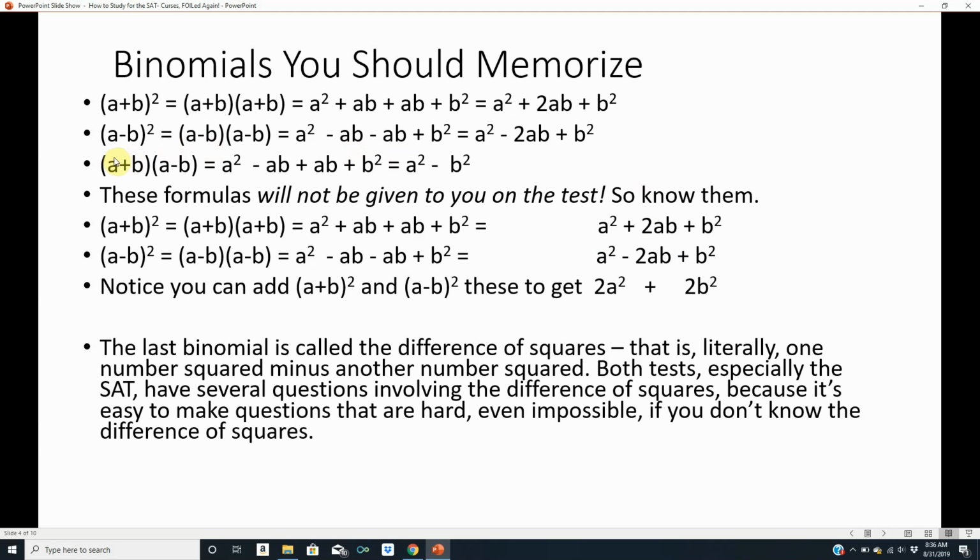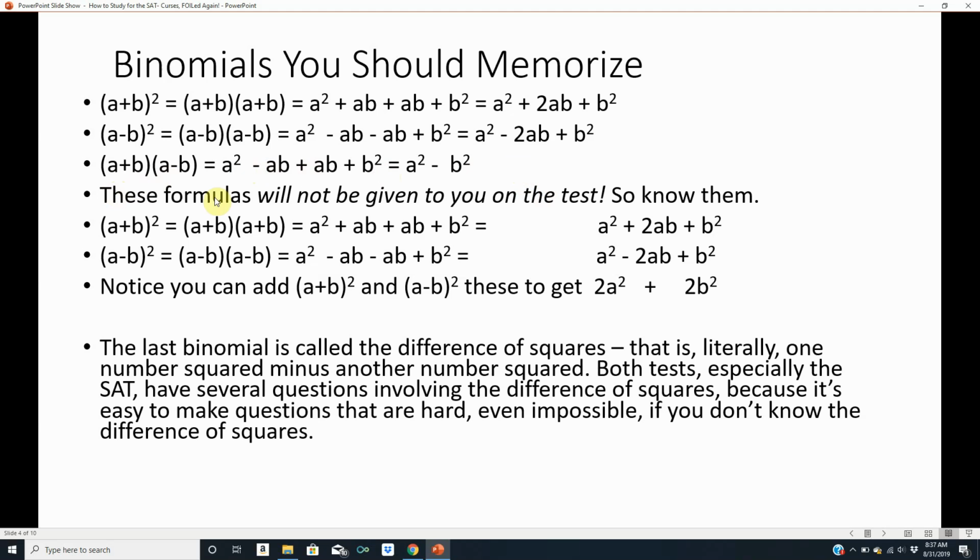And you may have seen that I skipped this. A plus b times a minus b is equal to a squared, and then minus ab plus ab, and then plus b squared, which just becomes a squared minus b squared because the negative ab and positive ab cancel out just as they did here. That's called the difference of squares. We'll talk about that in just a second.